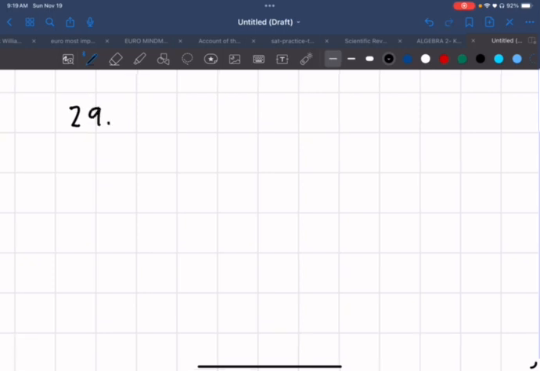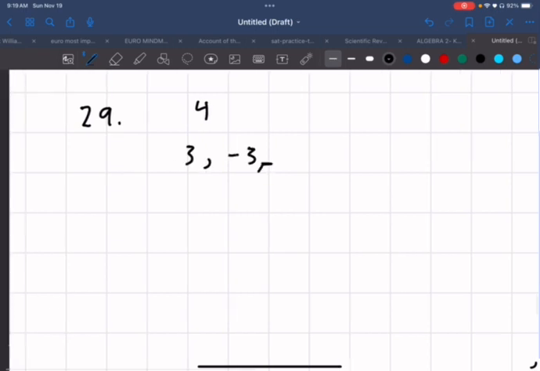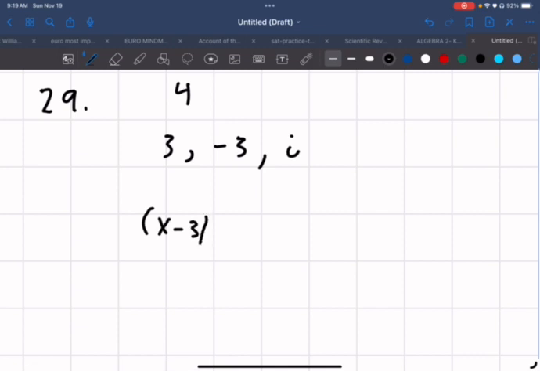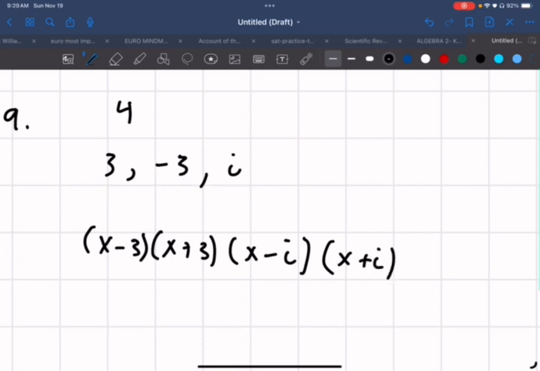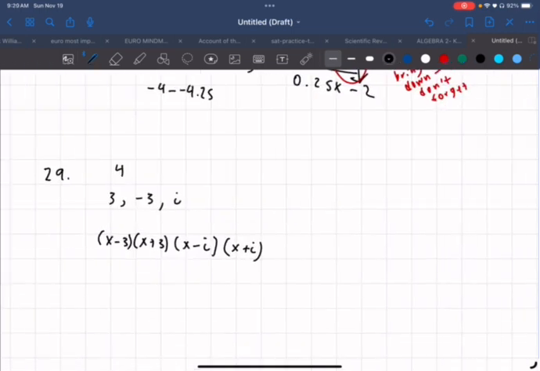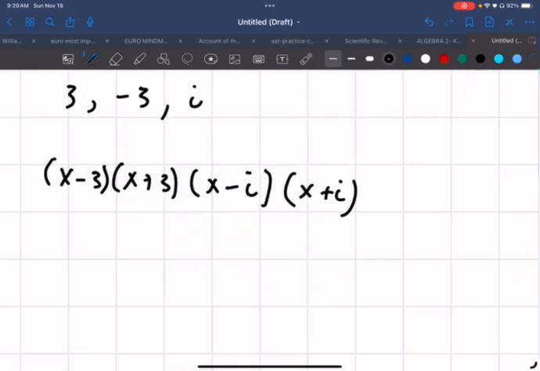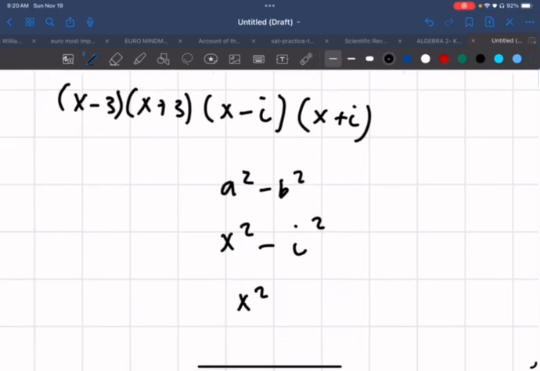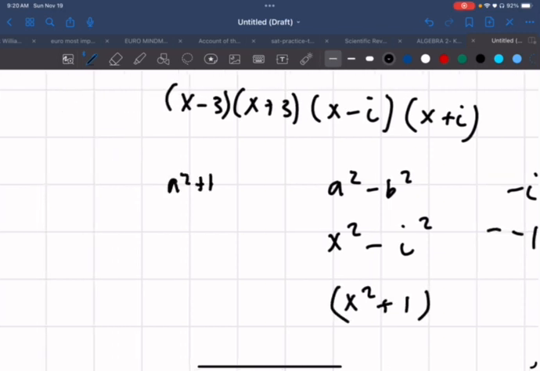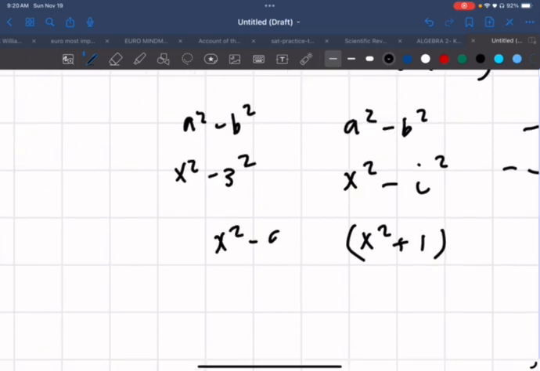Number 29 asks, does there exist a polynomial of degree 4 with real coefficients that has zeros 3, -3, and i? You know that the factors are x minus 3, x plus 3, x minus i, and x plus i. This would be a difference of squares, so that's a squared minus b squared. That would be x squared minus 9, and negative i squared is just negative, so x squared plus 1. And this is also a difference of squares, so it would be the same thing, x squared minus 3.